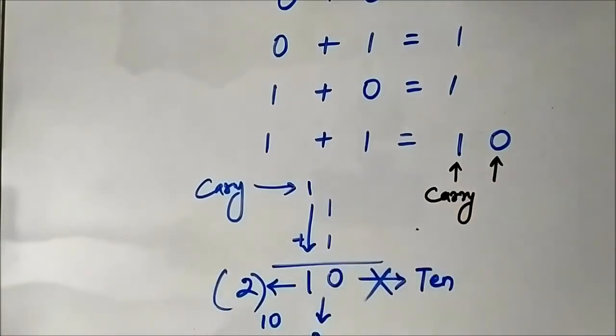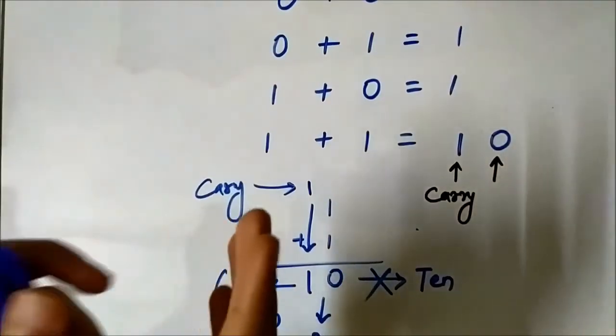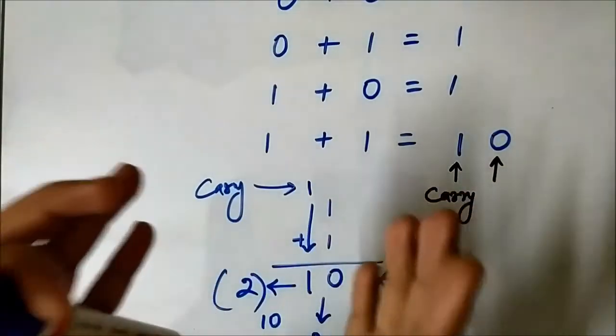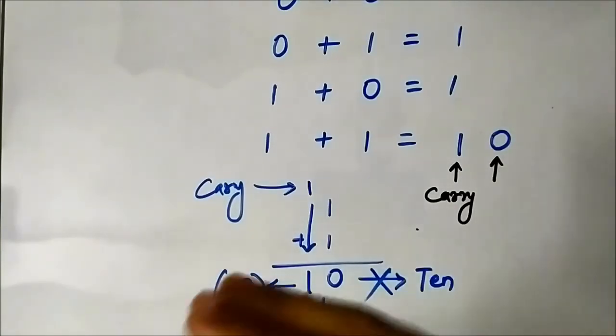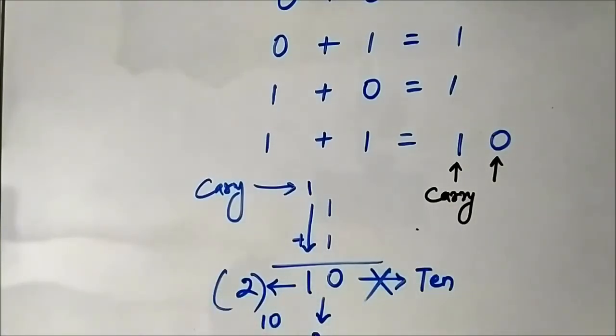Now let us understand how these rules are applied by adding binary numbers. We will perform some additions of binary numbers by taking some examples. Let us now perform a few operations of binary addition. Let us first take small numbers.